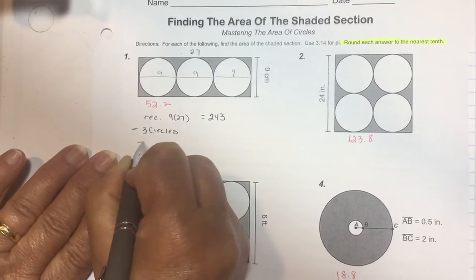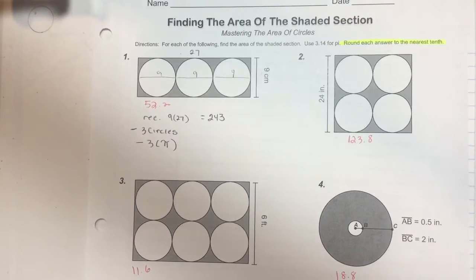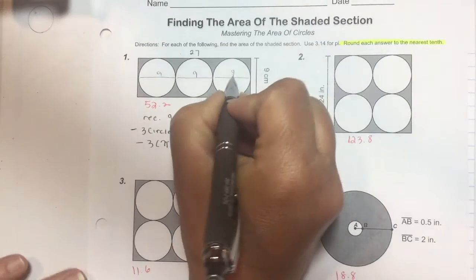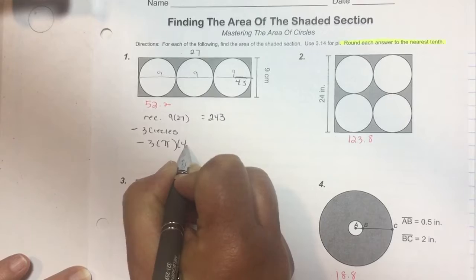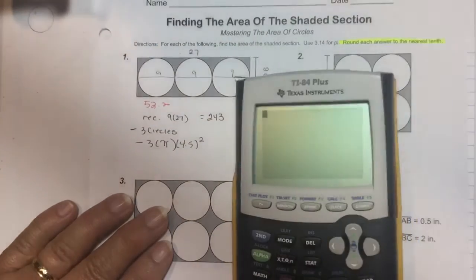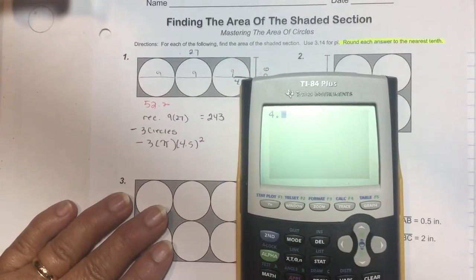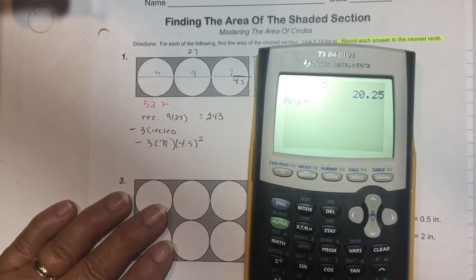Now you're going to subtract out 3 circles. So you're going to subtract out 3 of the pi r squares. Now, did you use the right radius? Well, if the diameter is 9, the radius is 4.5. So you want to do pi times the 4.5 squared. You can either use the square button on your calculator or just multiply 4.5 times itself and then multiply by pi.